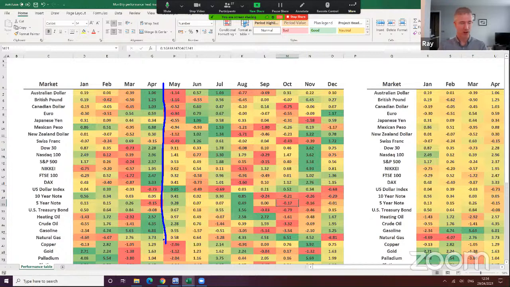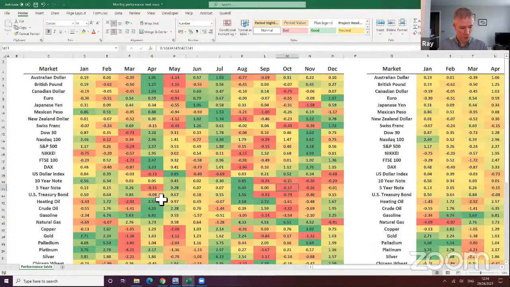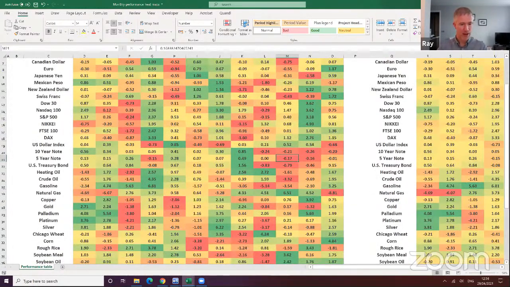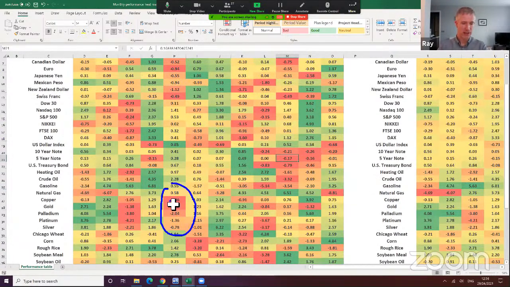We'll take a look at the seasonal charts in a second. It pretty much is right bang on the first second of May. Big change from a lot of markets being green to a lot of markets going red. And that's typically what we see. A lot of markets tend to change direction. Some of you may be interested in as well, a lot of the metals tend to follow suit, and we see a very similar change in May.